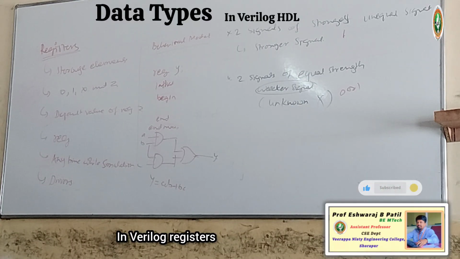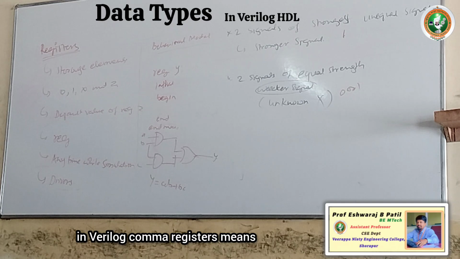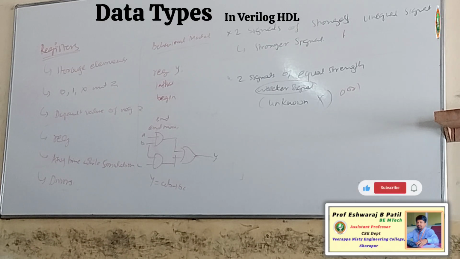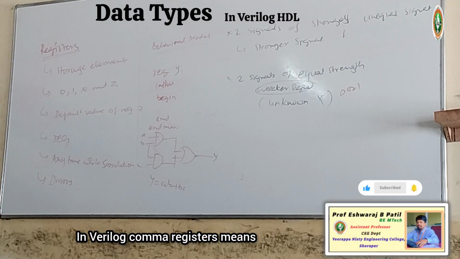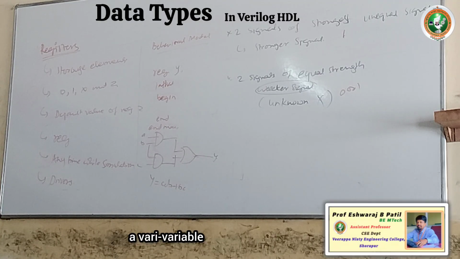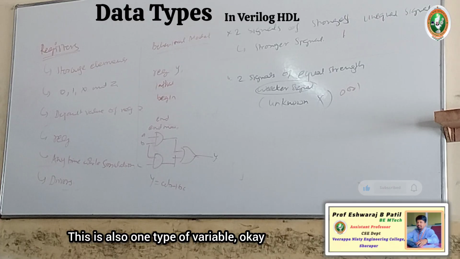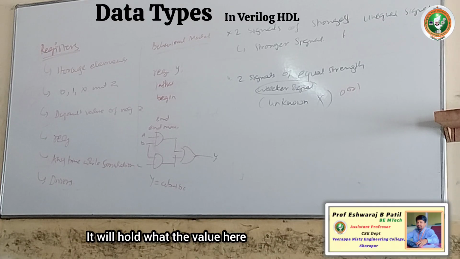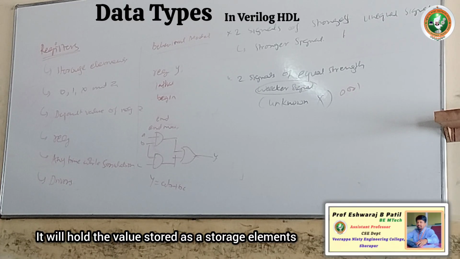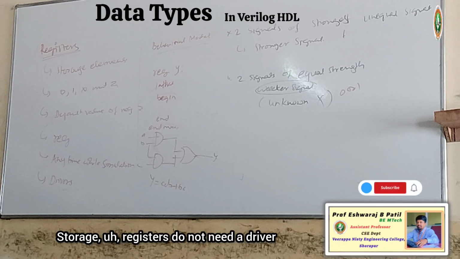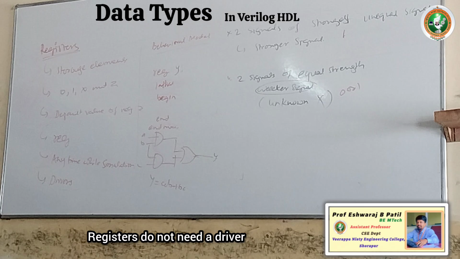In Verilog, register means a variable that can hold a value. This is also one type of variable. It will hold the value as a storage element. Next point, storage. Registers do not need a driver.